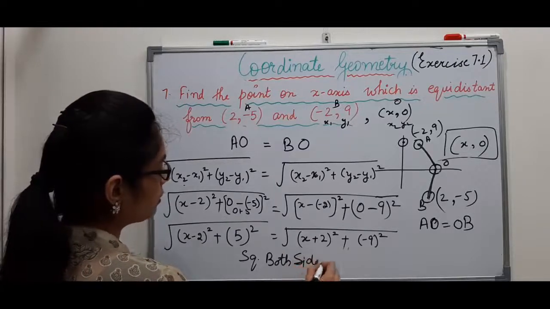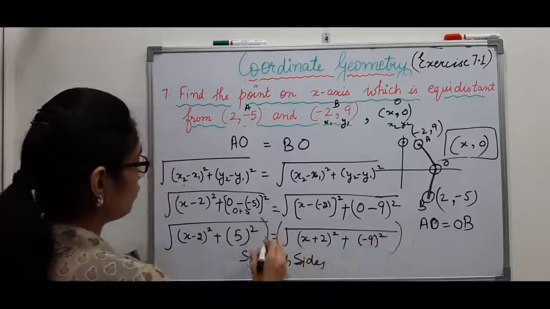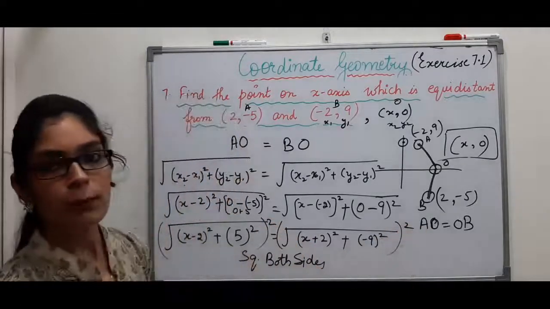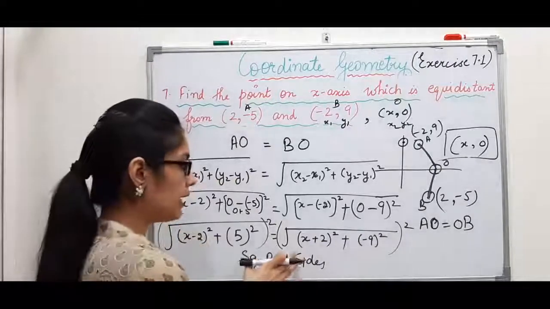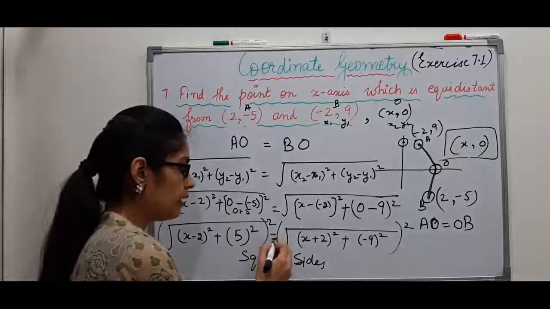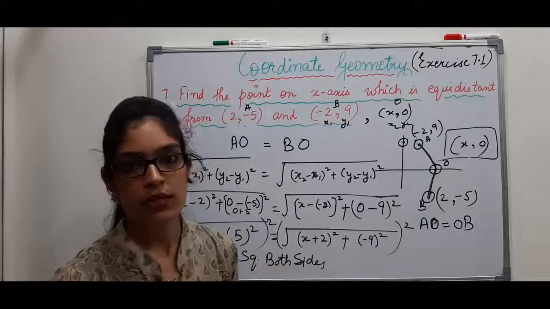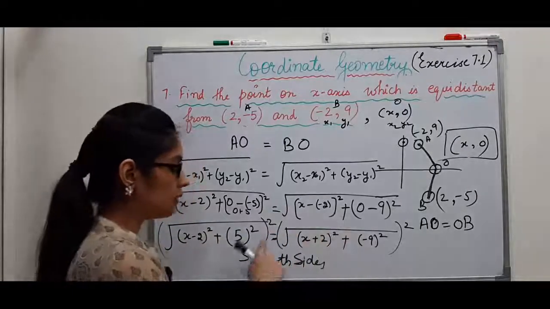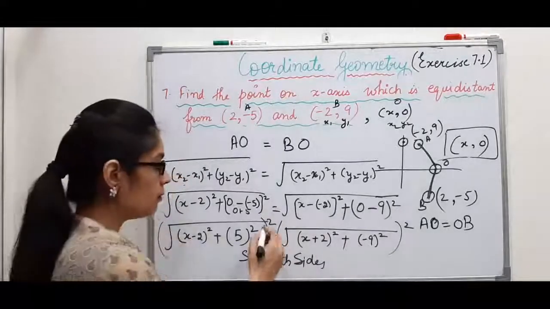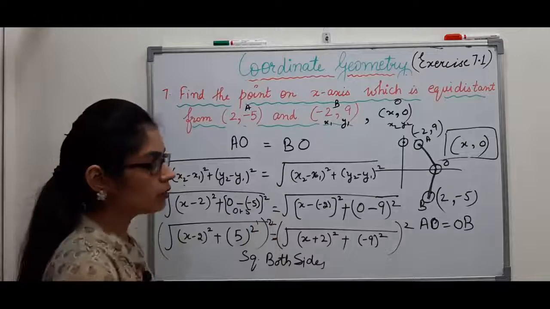Squaring both sides means you are doing the squaring on this thing and this thing. Whenever you make any change on both sides, it won't make any difference. So if you make any change to an equation, just make that change on both sides. That's why I have done squaring on both sides. Why have I done the square? Because I just want to cancel this square root.